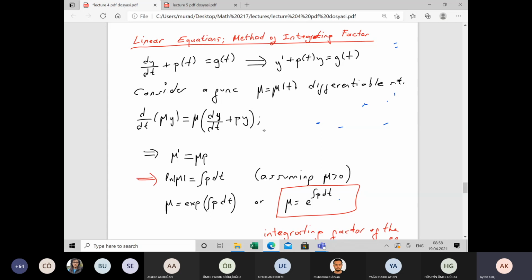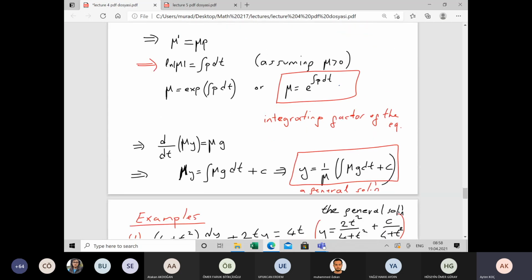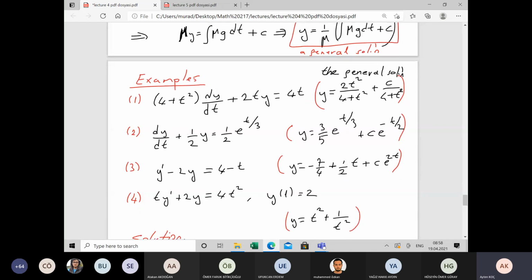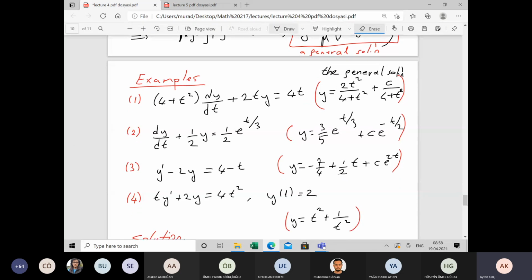Now let's give an example to understand this method and how to apply it. For example, look at we have some examples here. Let's take the first example, this one, and solve this differential equation.